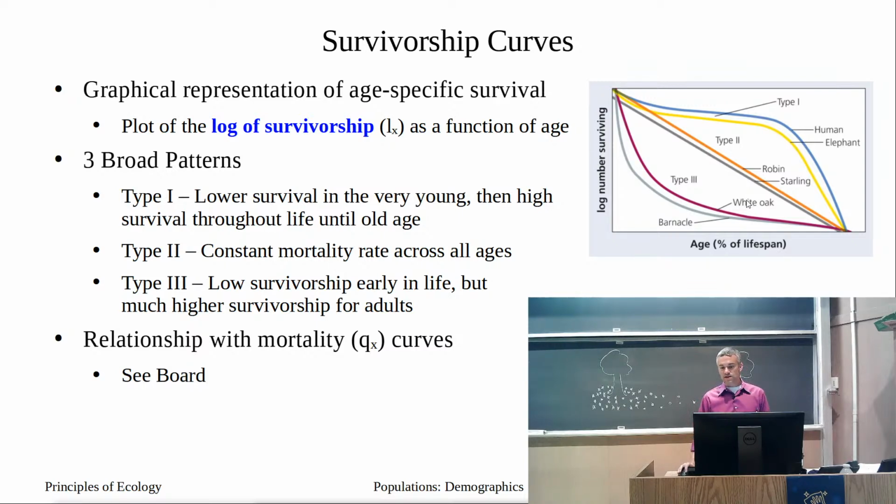So things like trees exhibit a type 3 survivorship curve. Many invertebrates, barnacles here in this case, exhibit type 3 survivorship curves. So we have very low survivorship early in life, but then as soon as we reach adulthood, we have high survivorship. The period of highest risk of death happens in the young for these individuals.